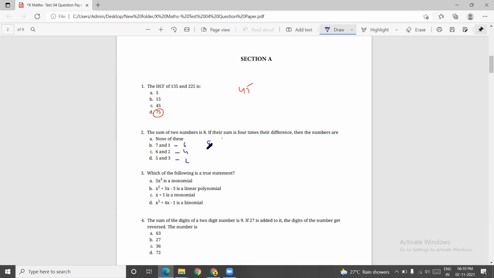Which difference is 4 times their sum? Which option is the answer then? Students, hope you are able to listen and respond. Because 4 times 2 is 8, 4 times 4 is 16, 4 times 6 is 24. So the answer is option 4. Are you clear, guys, what I'm saying?